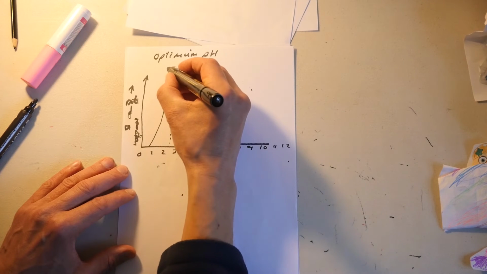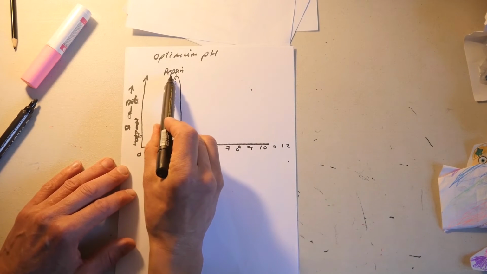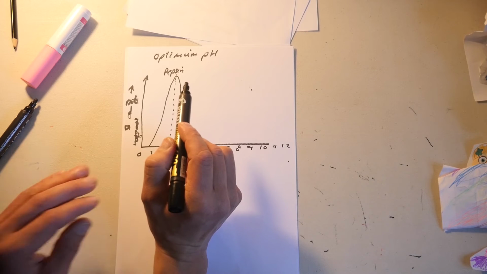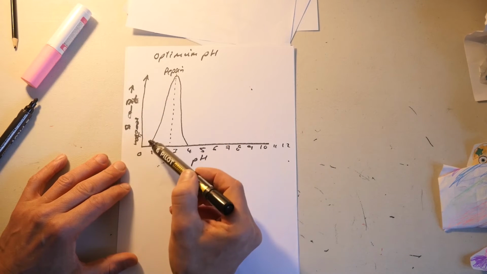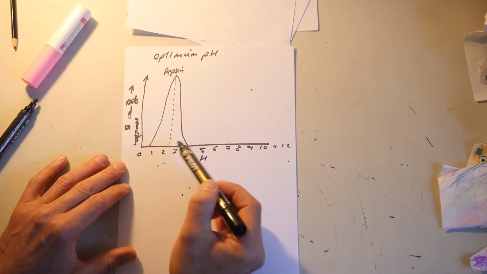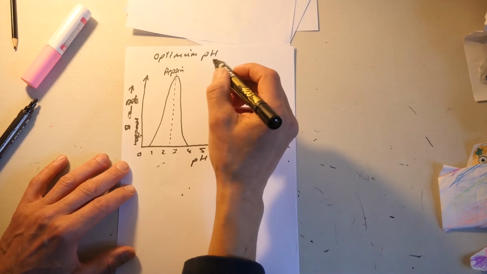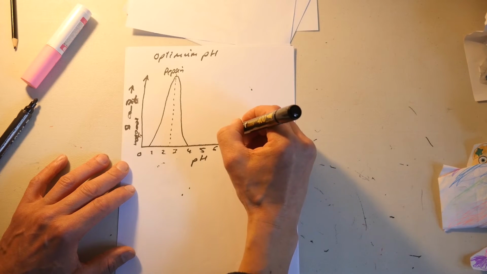Okay, that's pepsin, which is a stomach enzyme that breaks proteins down. So that has an optimum pH of about 2.5. Below that and above that, the activity falls off. But at 2.5 it reaches a peak.